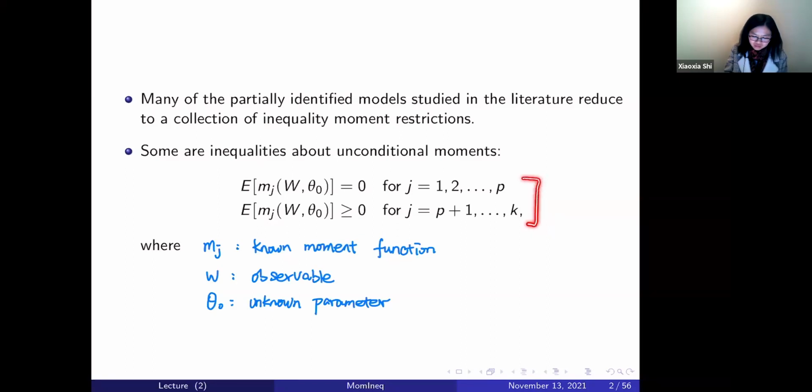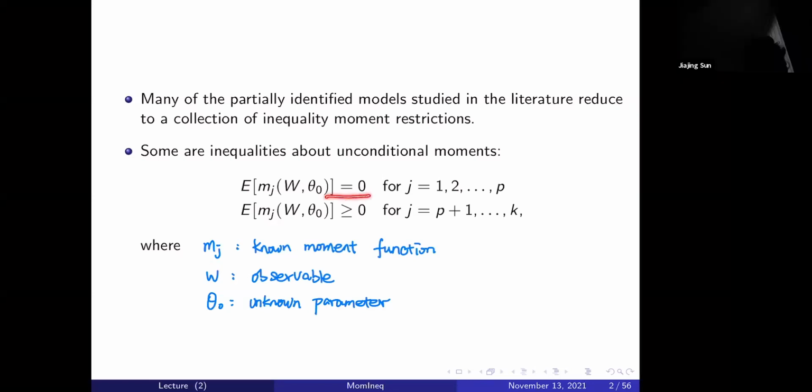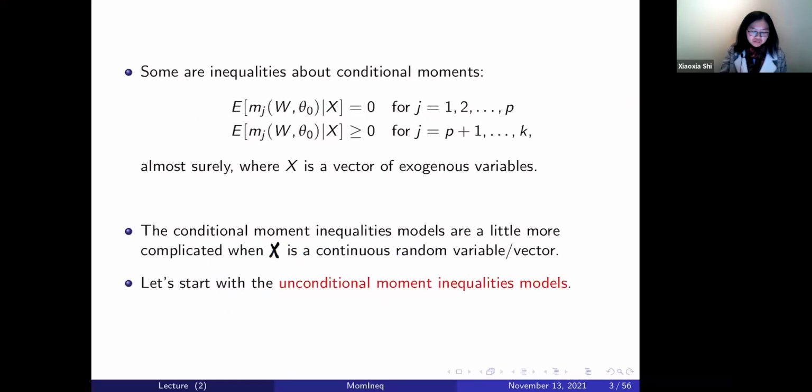Here in this model, m_j is a known moment function, W is a vector of observables, and theta naught is the unknown parameter. There are some equalities and some inequalities. And some of the models reduce to moment inequalities that are conditional on some instrumental variables X. The conditional moment inequality models, because they imply an infinite number of moment restrictions, are a little bit more complicated than the unconditional ones, if the conditioning random variable can take more than a finite number of values.